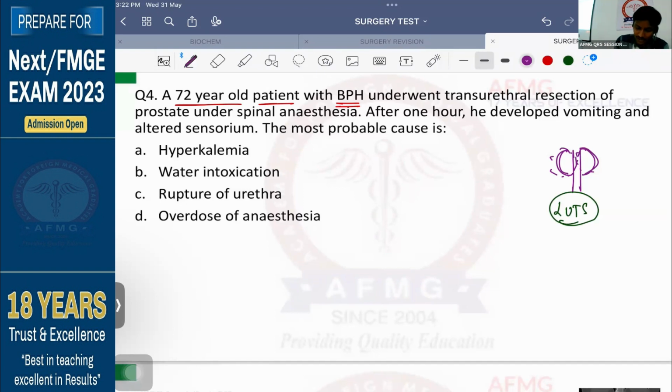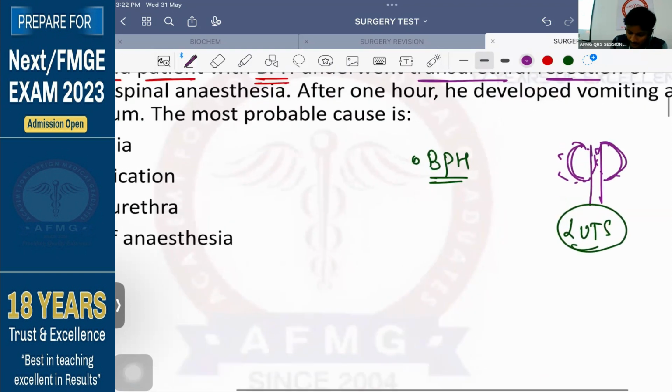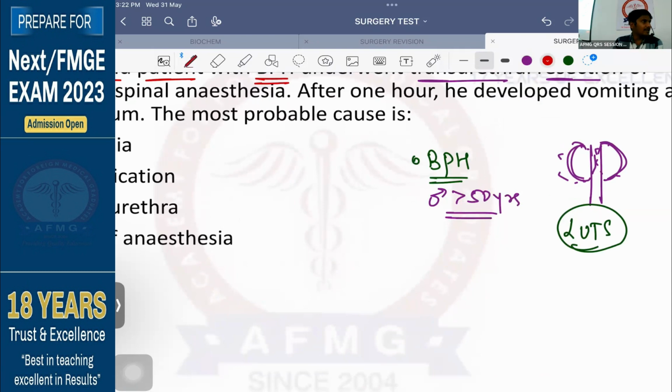Okay, so a patient of BPH underwent transurethral resection of prostate. I hope all of you are quite aware. Usually in a case of BPH, BPH is common in which patients? Males who are more than 50 years of age. It is more common in these, that is, elderly males.